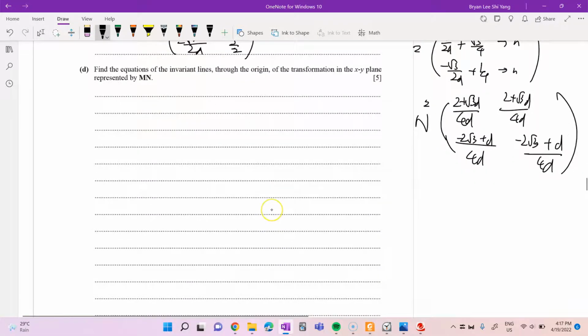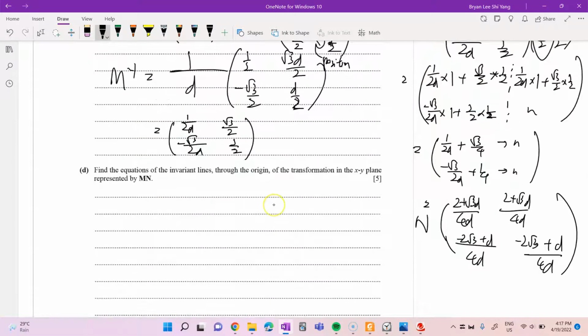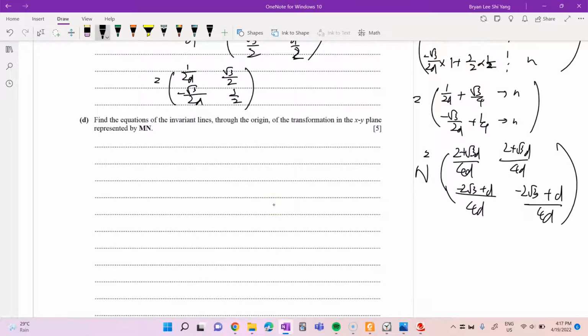Find the equations of the invariant lines through the origin of the transformation in the xy plane represented by mn. So basically an invariant line is something that passes through the origin, right? And if your original vector was like this, and after undergoing this transformation it still stays on the line, so it's not knocked off or something. It still stays here, but you could just think of it as a scalar factor. Then we call that an invariant line.